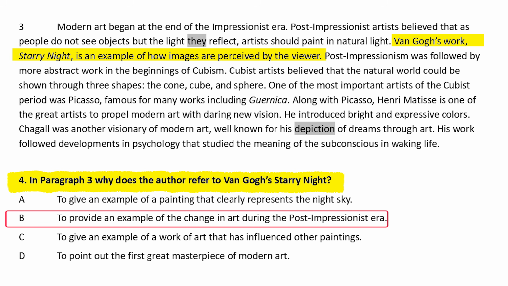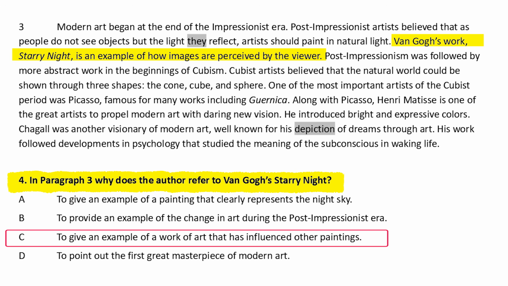B, to provide an example of the change in art during the Post-Impressionist era. Yes, this is exactly right. The author is using Starry Night to show how art began to move away from realism and towards subjective perception, basically how the artist sees or feels about the world. This is a defining feature of Post-Impressionist art, and Van Gogh's painting is the perfect example. So B is correct.